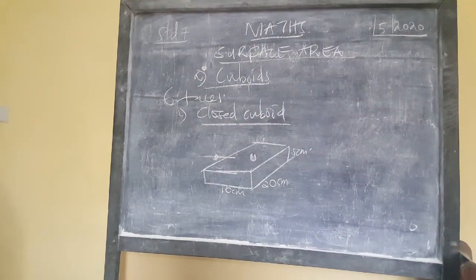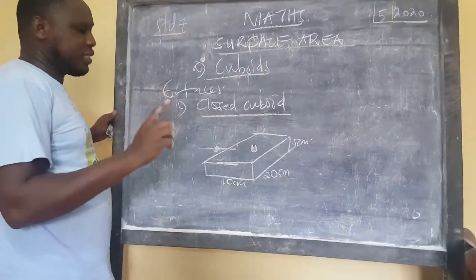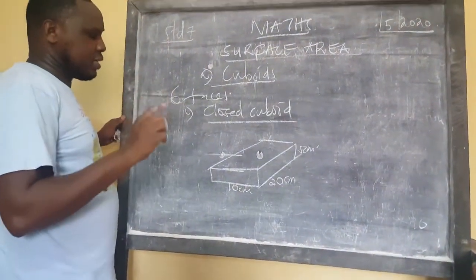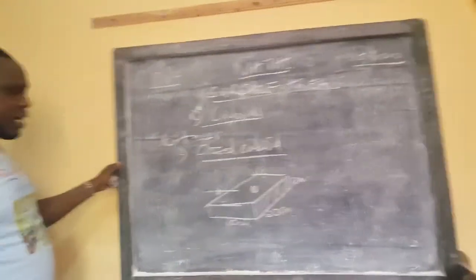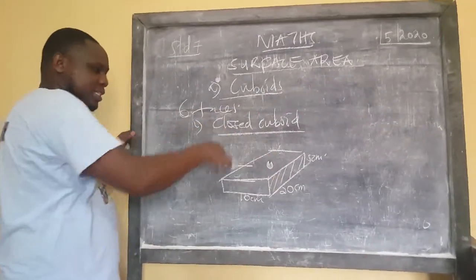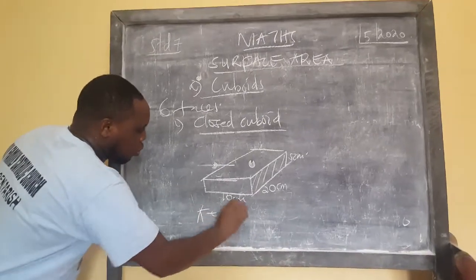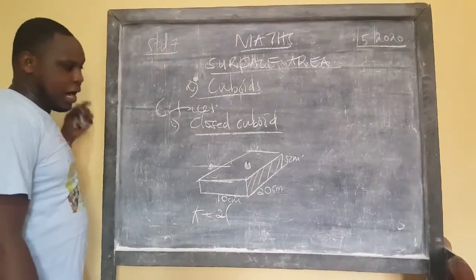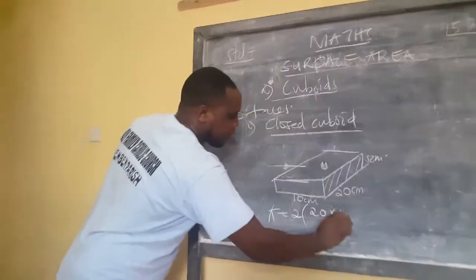This closed cuboid is going to have how many faces? So we are getting the area of the faces. So we have face number 1. That face there. We have exactly another face like this on the other side. So they are going to be 2. And then the measurements are 20 by 5 times 20 by 5.